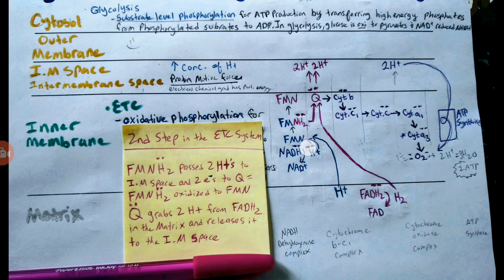also gets oxidized and becomes FMN again, because it gave up its 2 electrons and it also gave up its 2 hydrogens. So then the second part is that coenzyme Q grabs 2 hydrogens from FADH2, flavin adenine dinucleotide, plus 2 hydrogens from the matrix, and releases it to the intermembrane space. Boom.